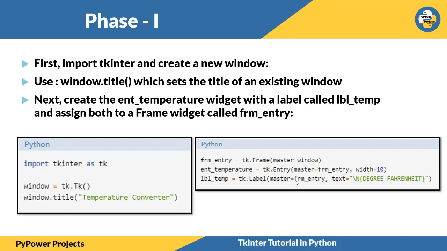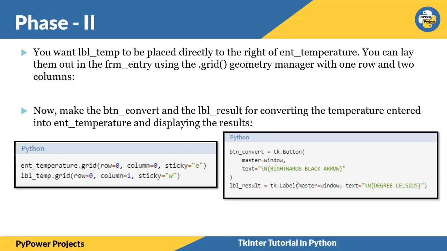This is a very understandable and very basic thing. Next, you want to place the label temperature directly to the right of the entry temperature, so that you can display the temperature. It will appear on the right side of it. So we use the grid geometry manager with 1 row and 2 columns. Okay, row 0 column 0 and row 0 column 1.